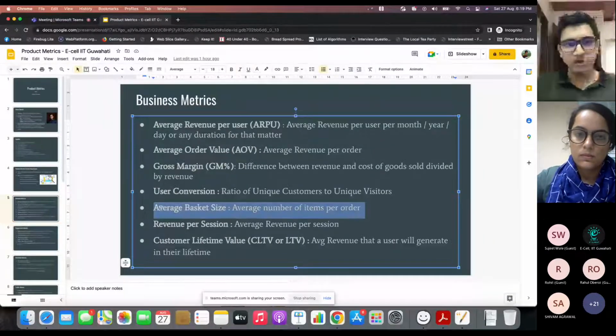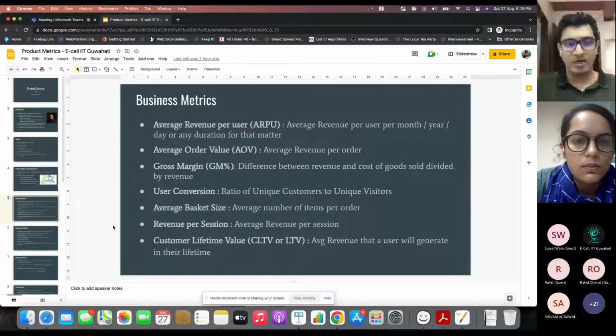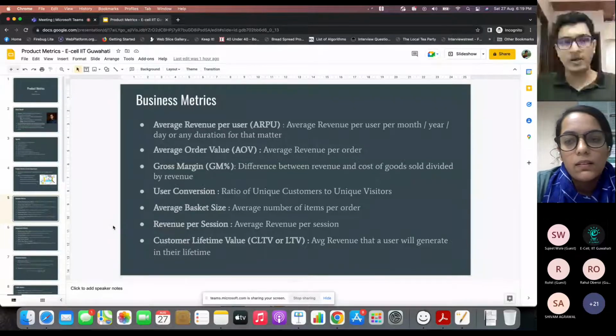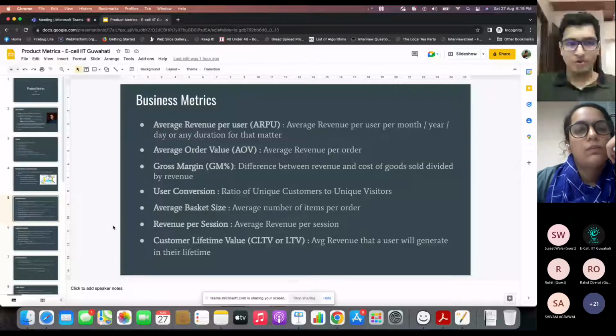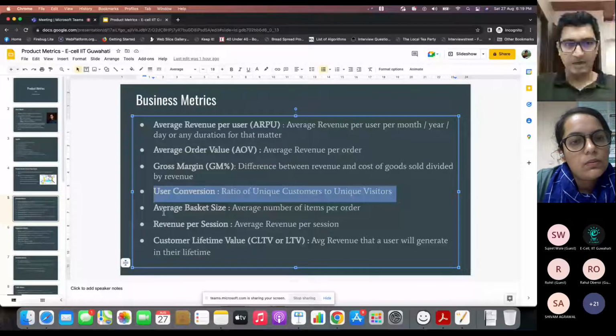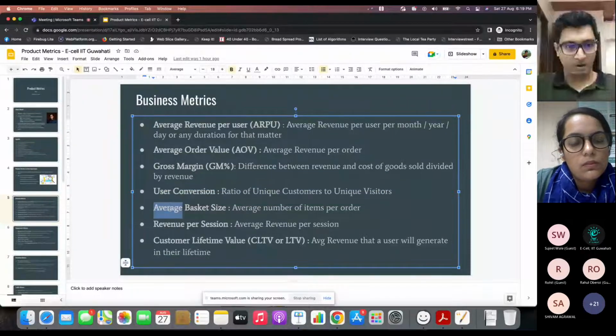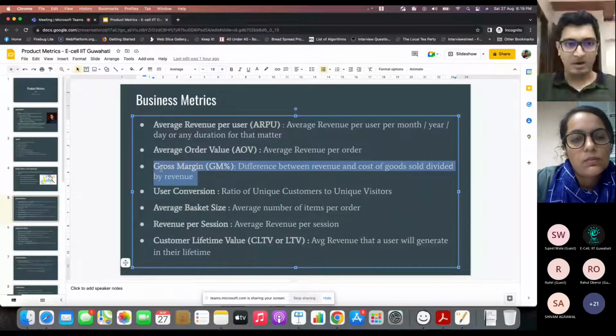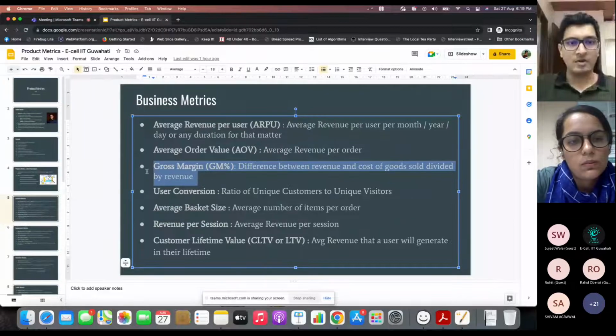So for your product, as a PM, typically, and a lot of startups follow this, you as a product manager will be owning one specific business metric. You are going to improve user conversion, or you are going to improve average basket size, or you are going to improve unit economics, which is gross margin, or you are going to improve the average order value.